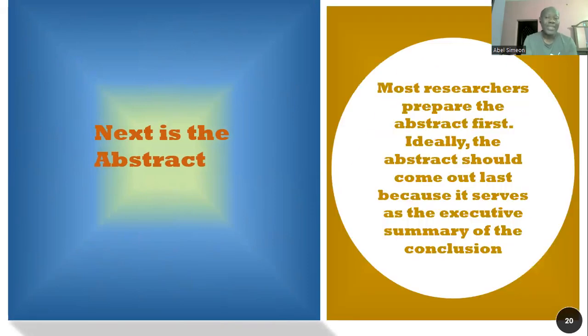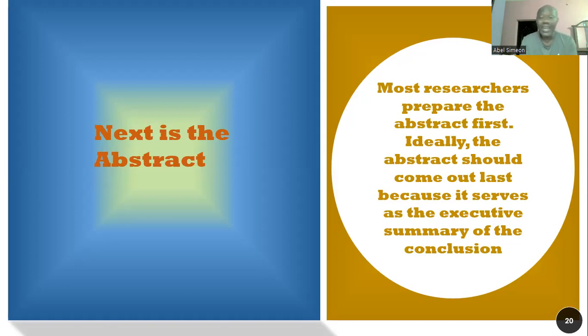Your abstract, of course, let me just say this here quickly. Most researchers prepare the abstract first. Before they go out with it, they start preparing the abstract. But how can you prepare the abstract when you had not carried out the work? The abstract should come out last because it serves as the executive summary of the conclusion. It is from the conclusion you draw out your abstract. And you have not done your conclusion. So how will you bring your abstract from the front page?